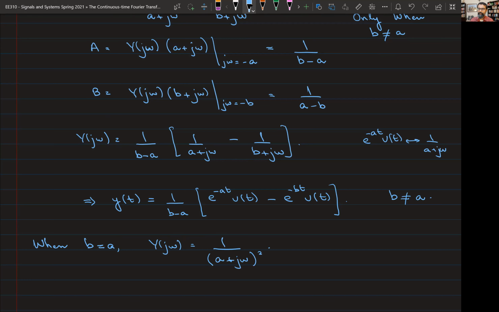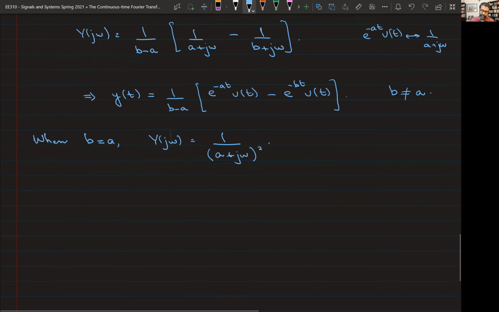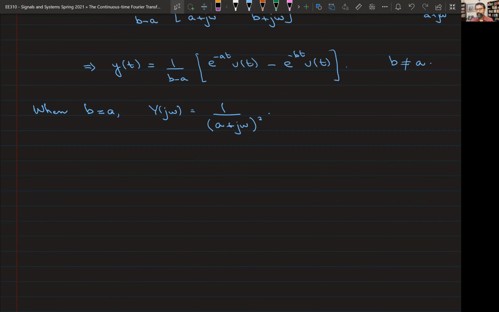I need to find the inverse Fourier transform for this, right? How do I find the inverse Fourier transform of this? I'm going to use some properties here, the differentiation property in particular. I know for a fact that e raised to the minus at u of t yields a Fourier transform which is equal to 1 upon a plus j omega, right? If I have to square this 1 upon a plus j omega, then what do I do?